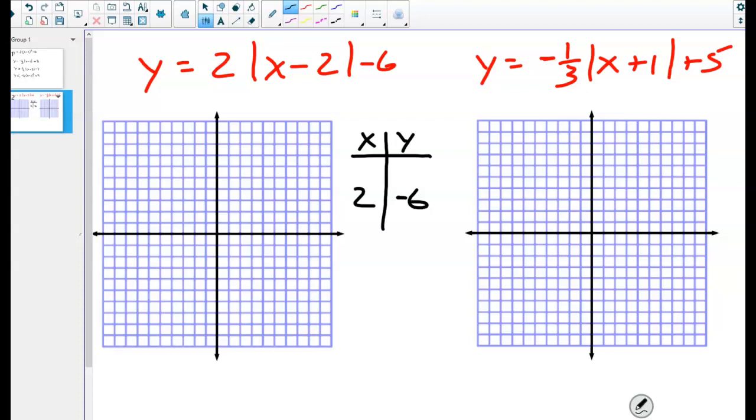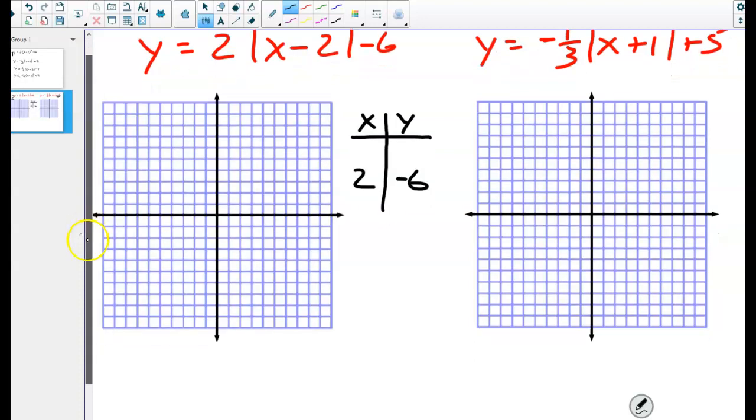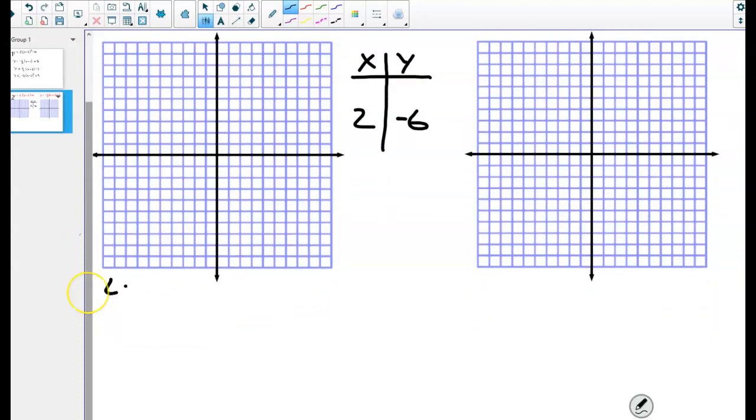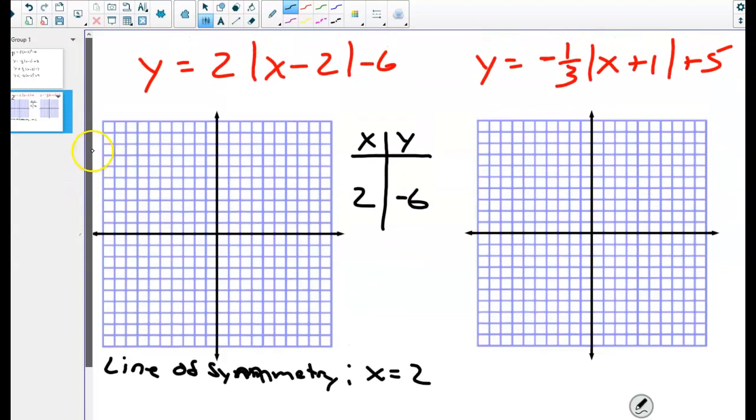stays the same. Now, if I'm looking for a line of symmetry or axis of symmetry, it is always x equals whatever the x coordinate of the vertex is. So a line of symmetry here, x equals 2, is just this line going straight down. Okay, that's my line of symmetry.